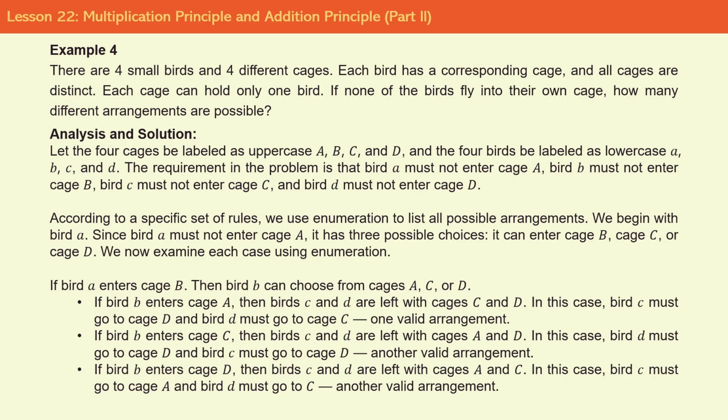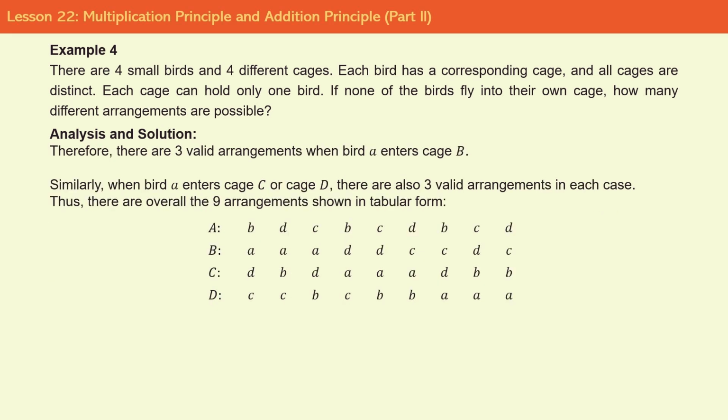another valid arrangement. If bird b enters cage D, then birds c and d are left with cages A and C. In this case, bird c must go to cage A and bird d must go to cage C, that is another valid arrangement. Therefore, there are 3 valid arrangements when bird a enters cage B. Similarly, when bird a enters cage C or cage D, there are also 3 valid arrangements in each case. Thus, there are overall 9 arrangements, shown in tabular form.